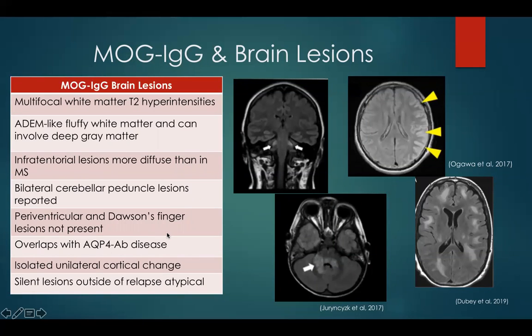You shouldn't be seeing periventricular Dawson's fingers lesions. There is an overlap in MRI changes with aquaporin 4 disease. The difference though is that this isolated unilateral cortical change that you see with anti-MOG, you shouldn't be seeing. It hasn't been reported with aquaporin 4 disease. And also, it is uncommon to have silent lesions outside of relapses with anti-MOG, whereas this is a common finding with MS.